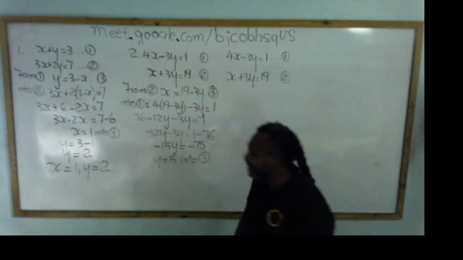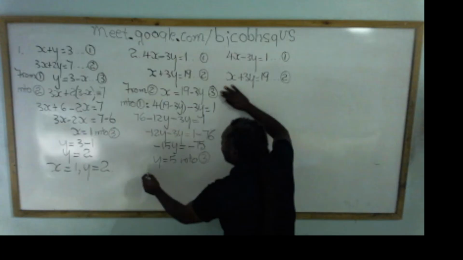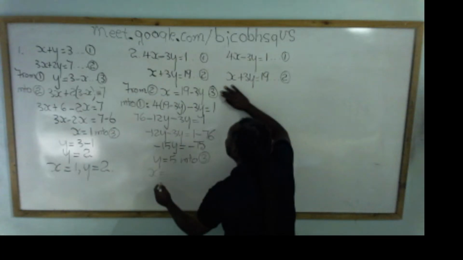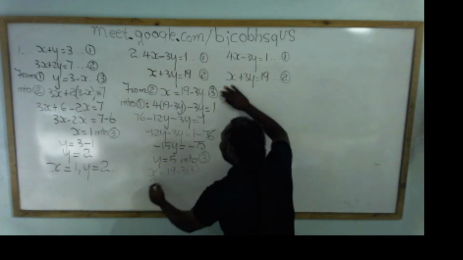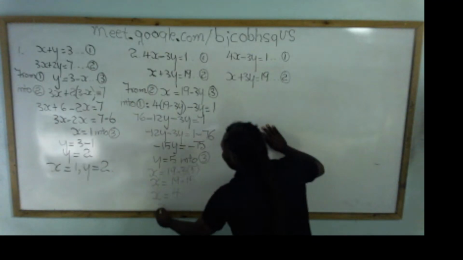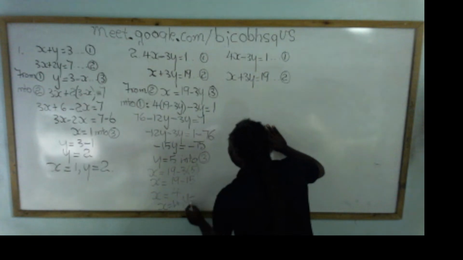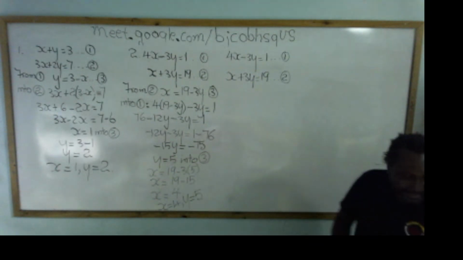Also, okay, so let's go. We put that into equation 3. We get x is equal to 19 minus 3 times 5. So x is 19 minus 15, and then x is equal to 4. So what is the final analysis? X is equal to 4, y is equal to 5. That's the final analysis.